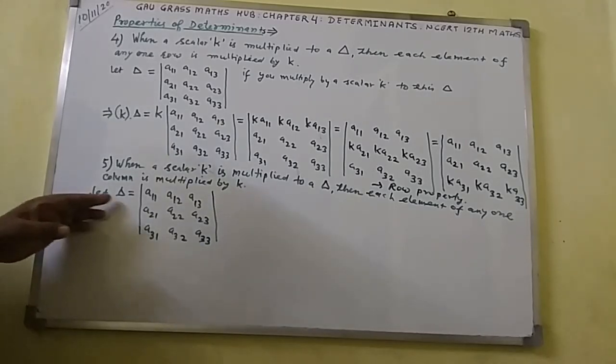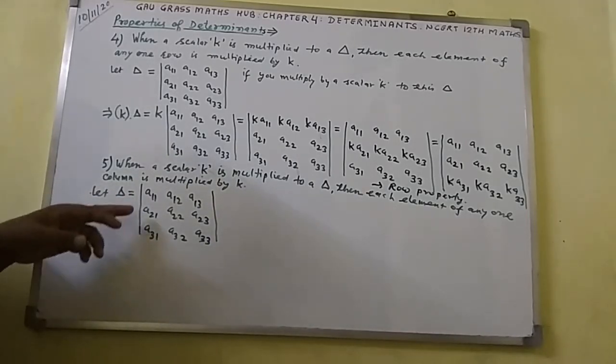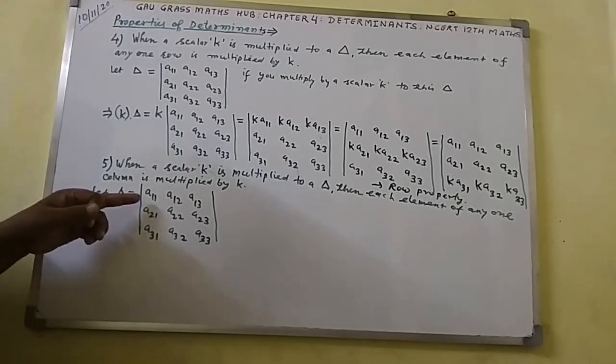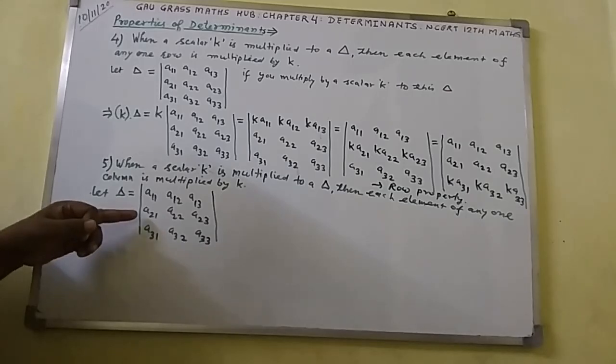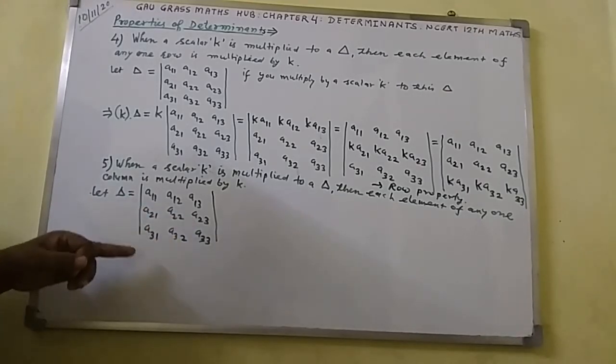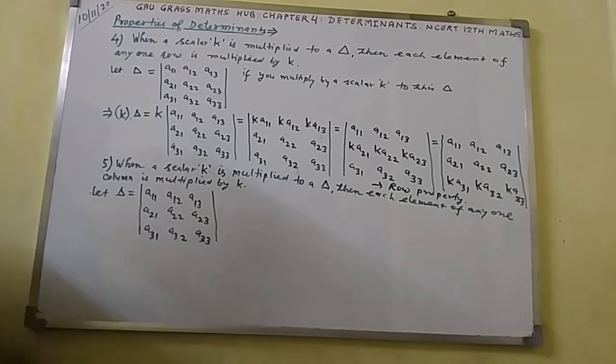Here you can see determinant equal to, opening of vertical line I have done here. The elements of the first row I have written here: a11, a12, a13. The elements of the second row: a21, a22, a23. The elements of the third row: a31, a32, a33.